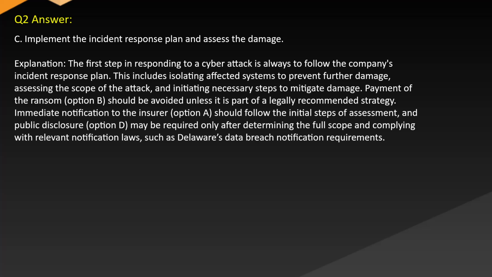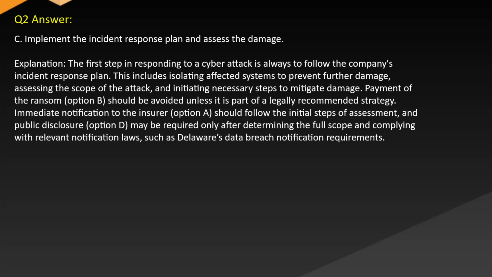Answer: C. Implement the incident response plan and assess the damage. Explanation: the first step in responding to a cyber attack is always to follow the company's incident response plan. This includes isolating affected systems to prevent further damage, assessing the scope of the attack, and initiating necessary steps to mitigate damage. Payment of the ransom, option B, should be avoided unless it is part of a legally recommended strategy.